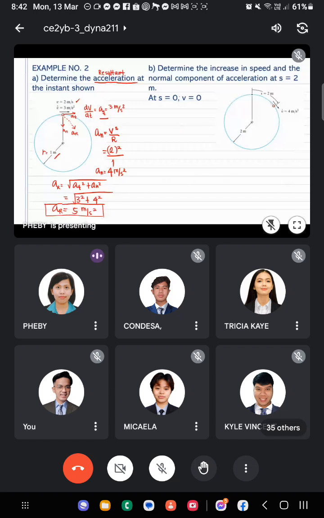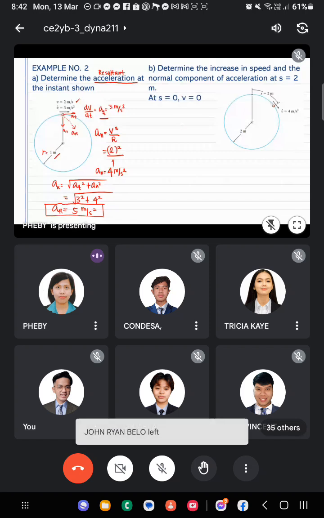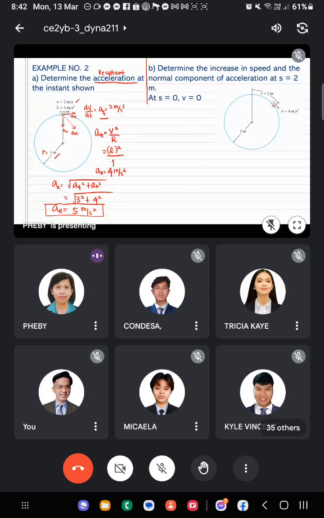Determine the increase of speed and the normal component of acceleration at s is equals to 2 meter. Okay. Ang given niya, or yung kanyang condition is, kung S is equals to 0, velocity is 0, so ang hinahanap niya is the increase in speed. So pag sinabing increase in speed, velocity din naman yun, di ba? Speed and the normal acceleration.